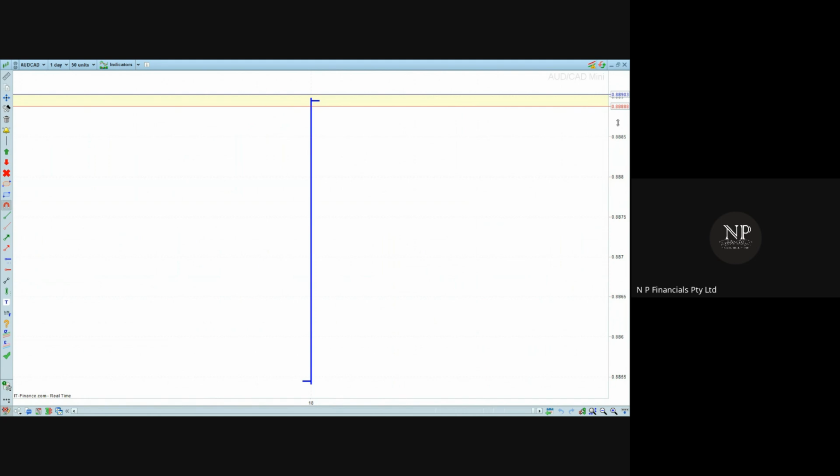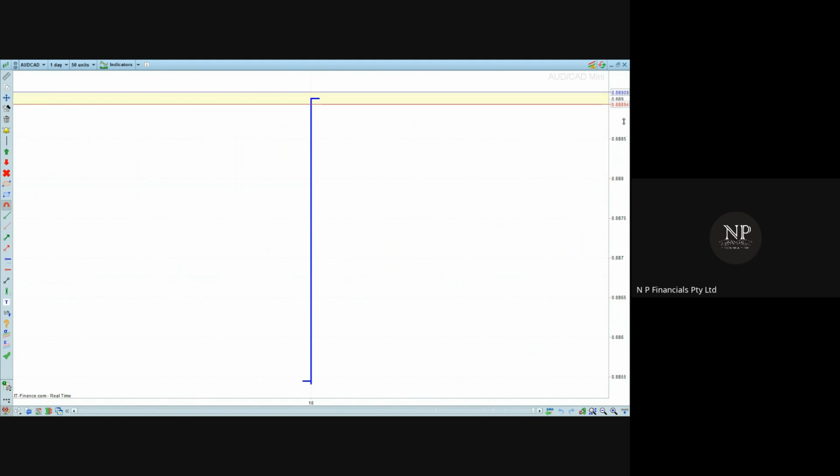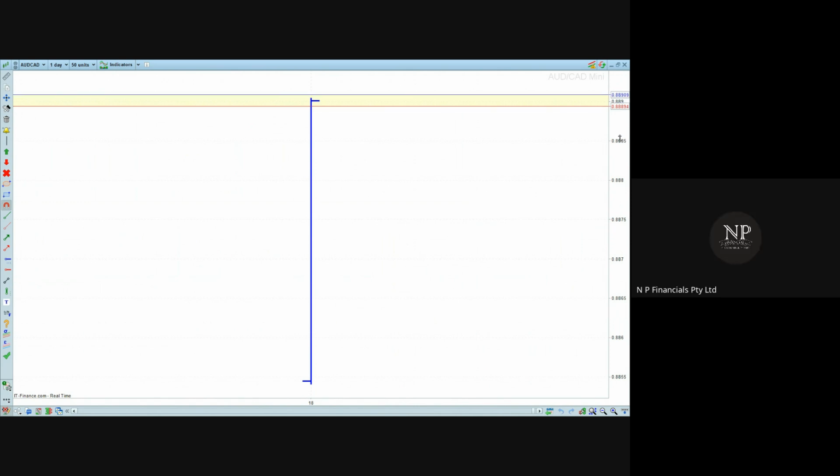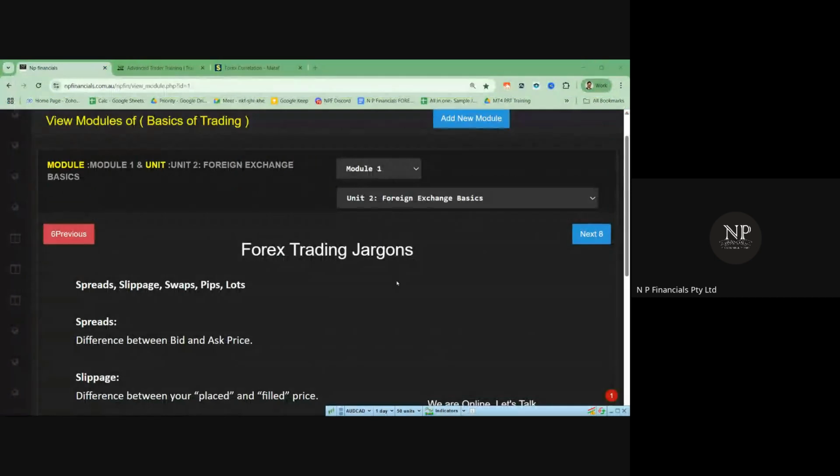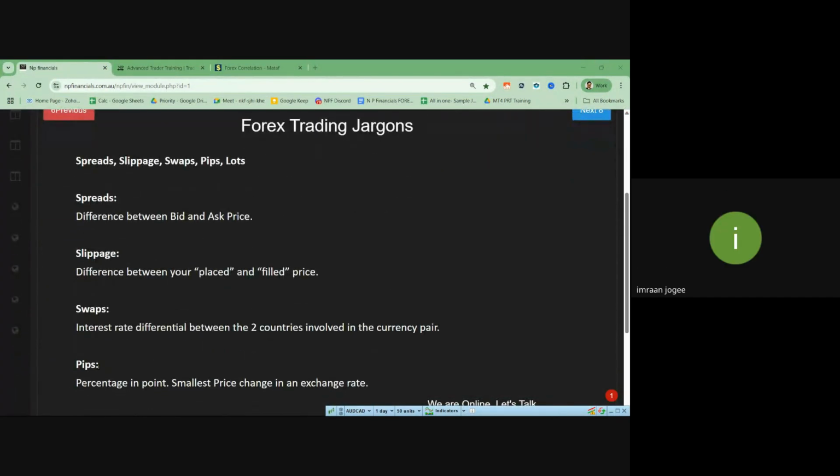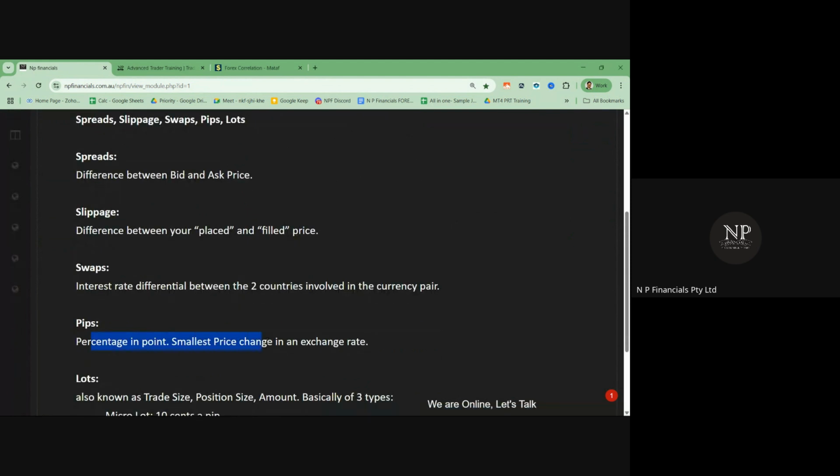See, the bid is 88.89 and the ask is 88.90. The difference between 90 and 89 is one pip. One pip. Pip is the percentage in points, the smallest price change in an exchange rate. So spread is the difference between bid and ask.